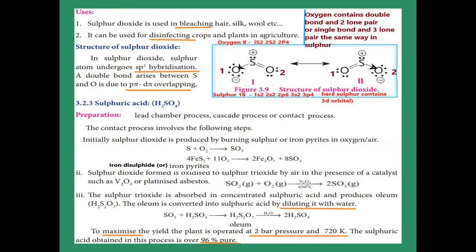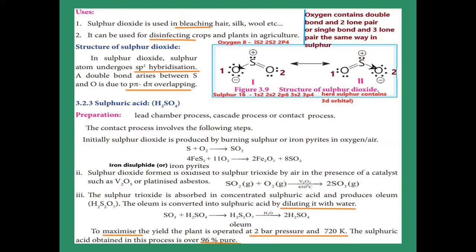Sulfur also behaves in the same manner as oxygen because it is a member of the oxygen family. In the same way, sulfur contains a double bond character and 2 lone pairs of electrons, or sometimes it contains a single bond and 6 lone pairs of electrons. It gives the lone pair to one of the oxygens, so that it possesses the positive character. In both structures, the sulfur possesses positive character.